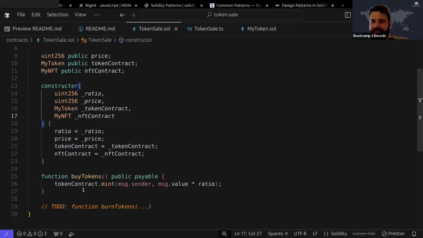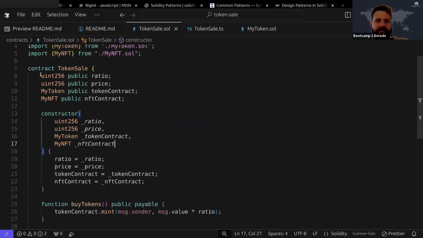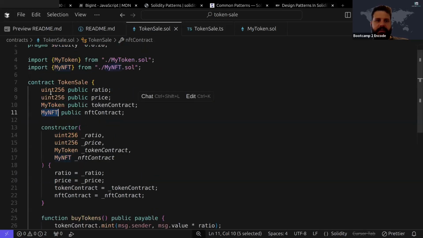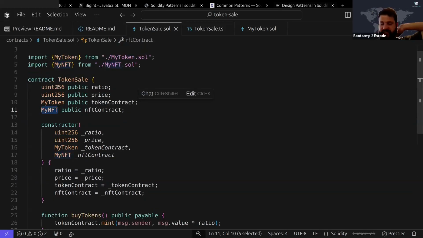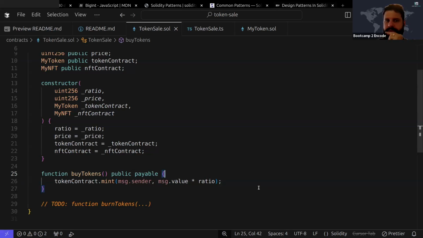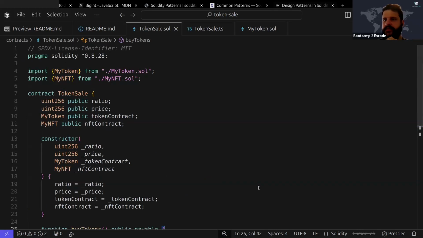Ivan, the TokenSale.sol. So basically we have the same thing we had yesterday, just changed the interfaces here, imported and changed the interfaces. And now we have this buy token function with one line of code, okay? Any questions here? Anything different?